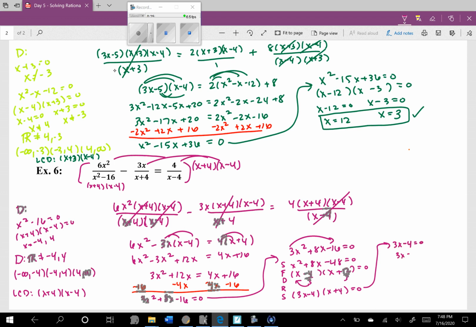So 3x equals 4, and x equals 4/3, and here x equals -4. So remember we said that one of our domain restrictions was that we could not have -4. So that means this is an extraneous solution. And that means that 4/3 is my solution. And then of course I could always check my work by plugging that back into the original equation and solving. And that's it.